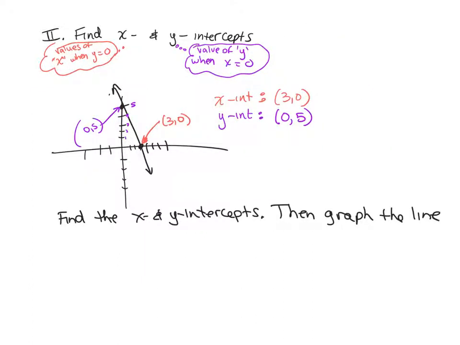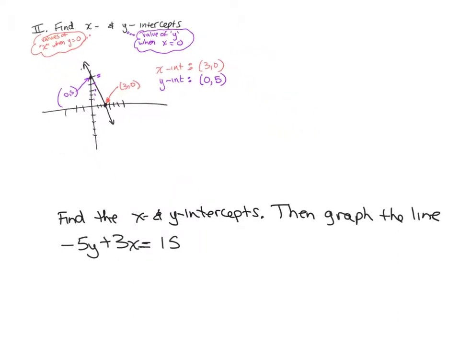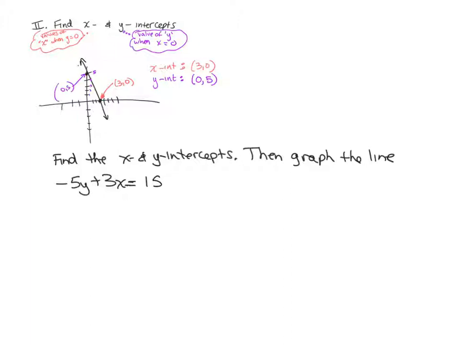You're also going to have questions where it asks you to find the x and y intercepts and then graph the line, and I give you an equation like negative 5y plus 3x is equal to 15. If you're asked to find the x and y intercept given an equation, you have to go back to these facts. Your x-intercept is the value of x when y is 0.